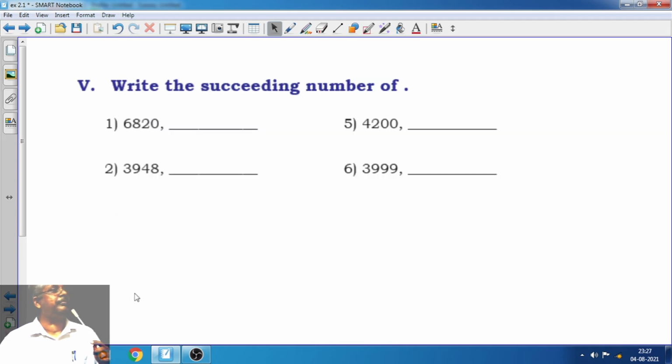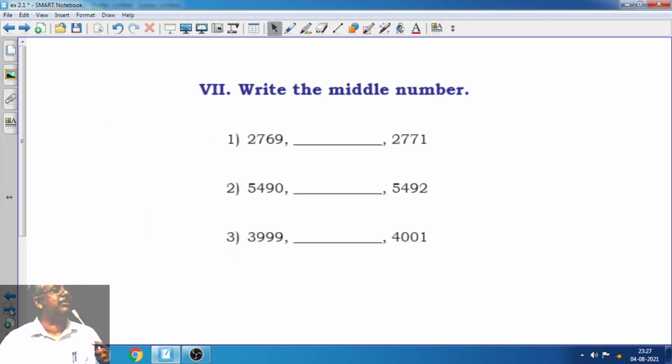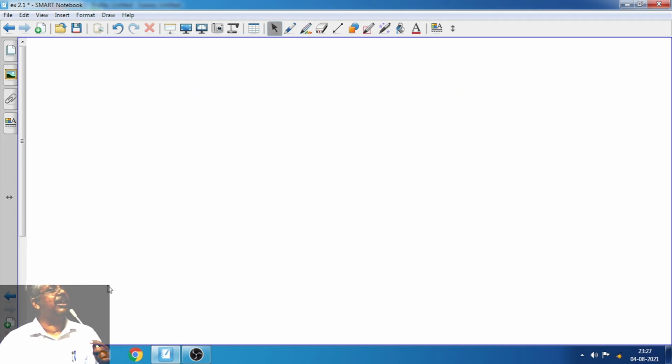Then, the succeeding numbers we have, you are supposed to write this, look at them, and then the preceding numbers, and then the middle number, and then we come to the end of this chapter. Thank you very much.